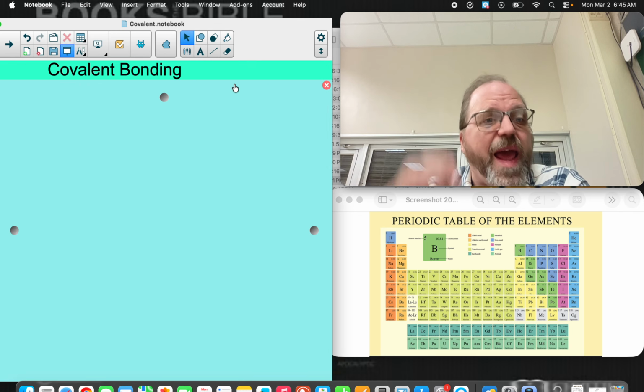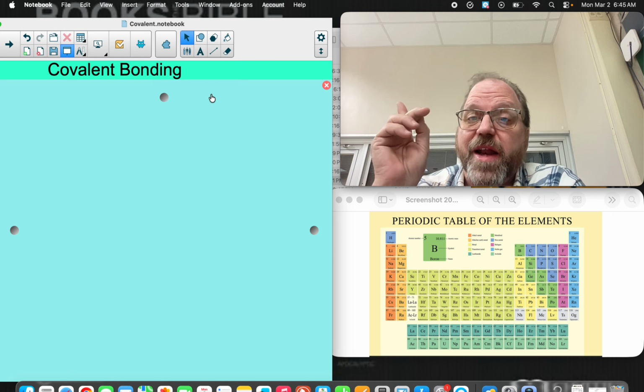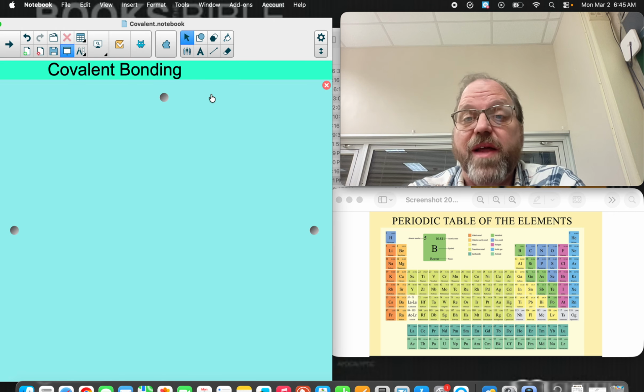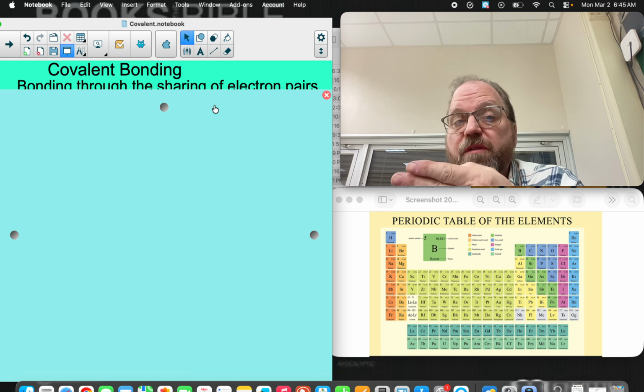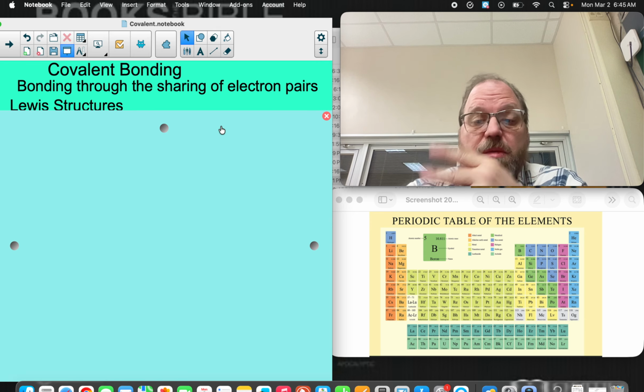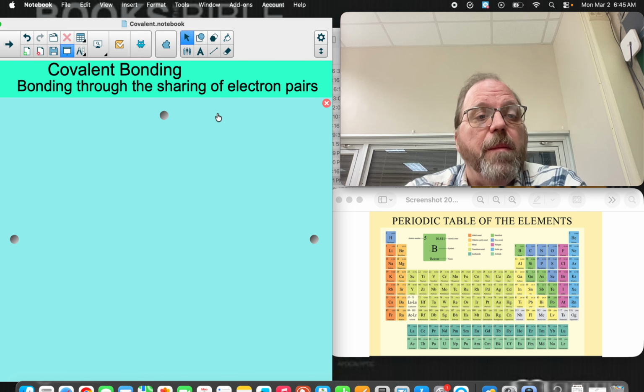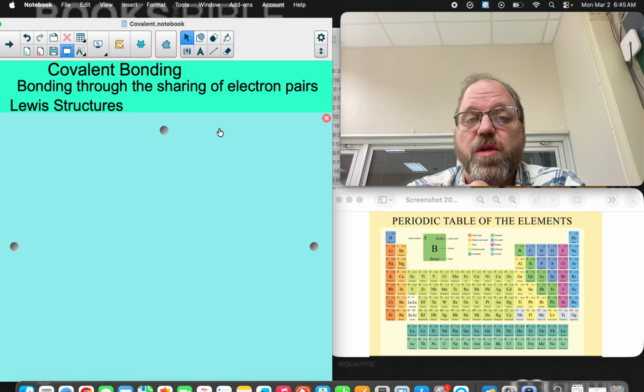We're going to look today at covalent bonding. We looked at ionic yesterday, so today we're looking at covalent. And this is basically a review from last year, so just to make sure that you're in the right place. Covalent bonding is bonding due to sharing electron pairs. We defined that before, and we do that through Lewis structure.